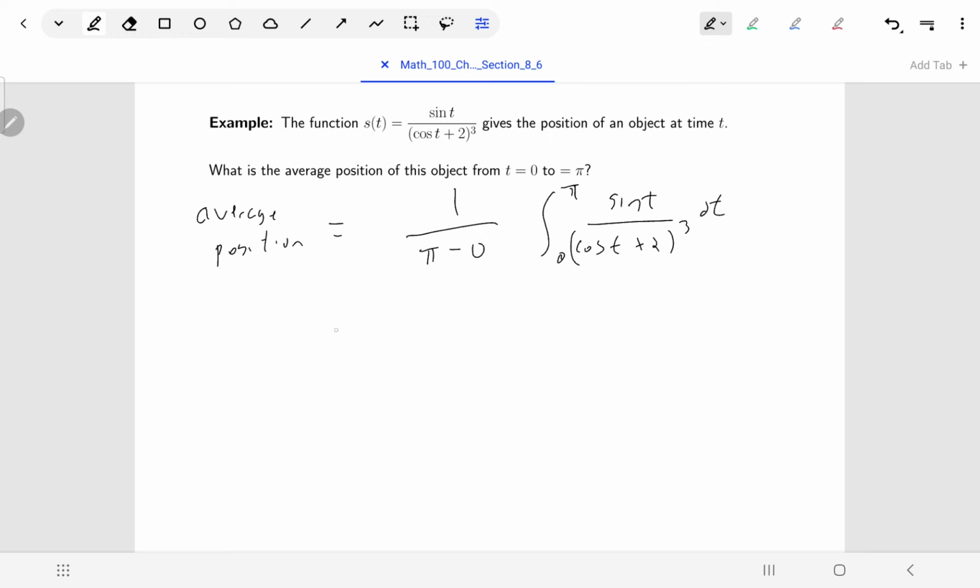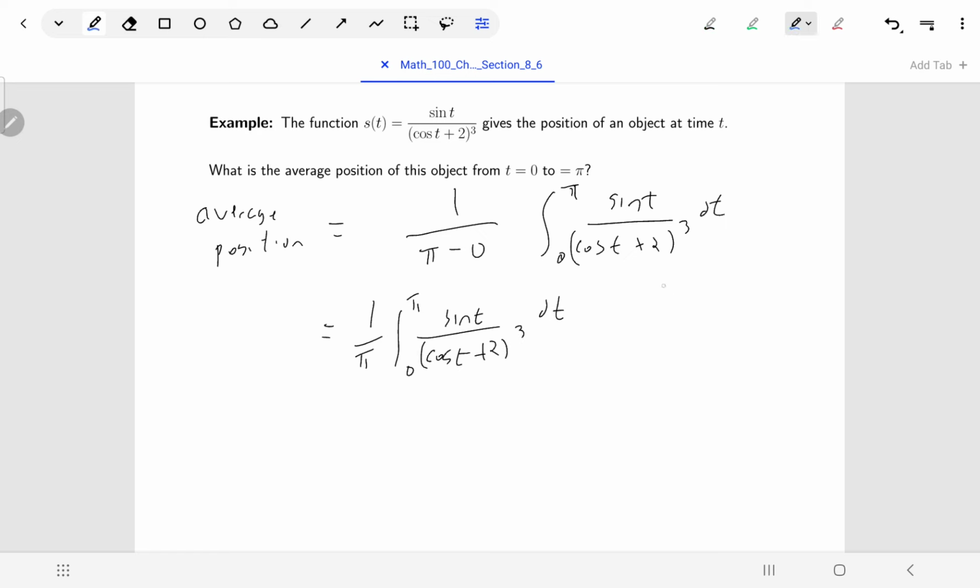Okay, so I can make this look a little bit nicer. This, of course, is just 1 over pi, the integral from 0 to pi of sine t over (cos t plus 2) cubed dt.